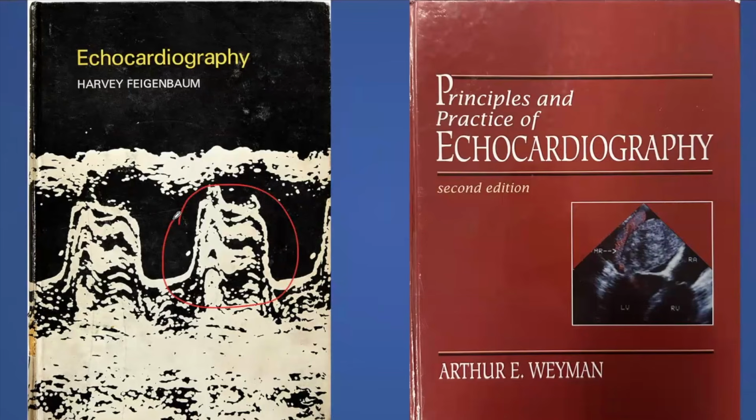Feigenbaum's is the first book published in echo, 1972, I think. Dr. Shao can correct me. He is always remembering things. And he said that usually the patient would die suddenly, and then in autopsy they would find that he had myxoma. It was always a retrospective diagnosis. After he died, they would know that.